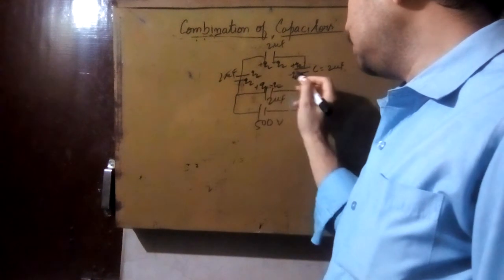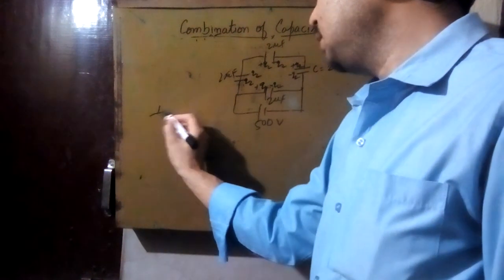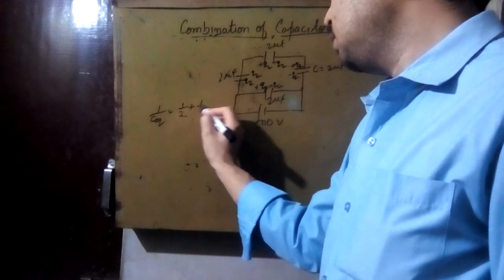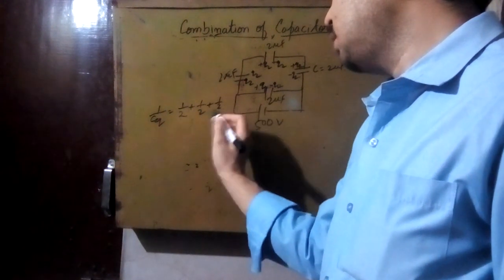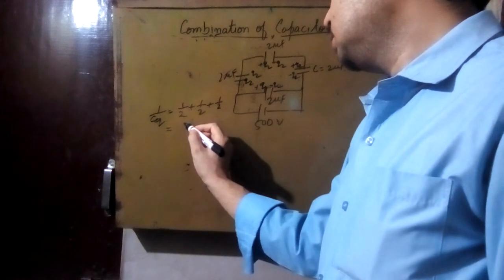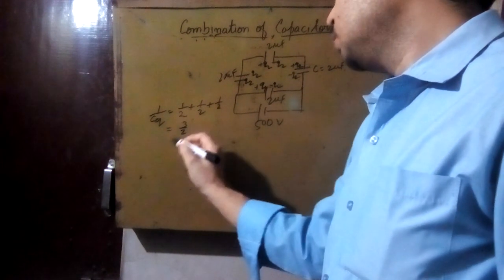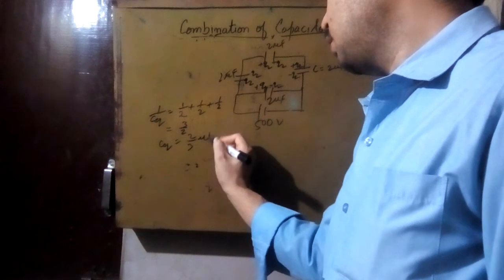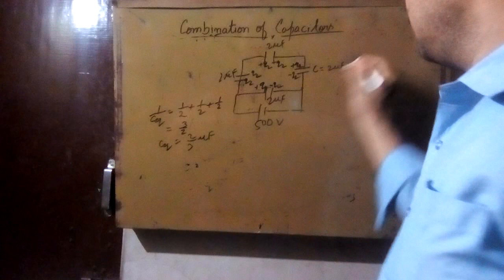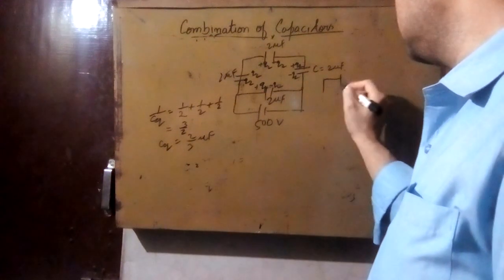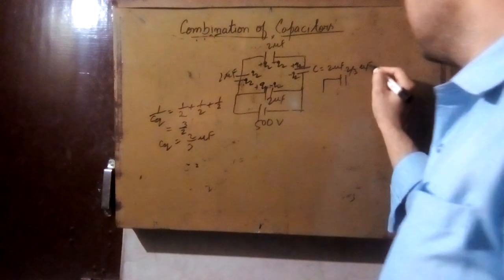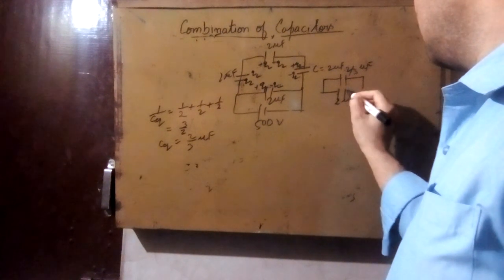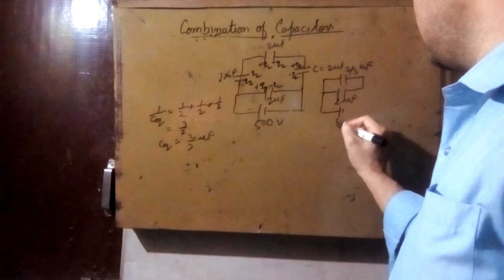First you see, the combination of these 3 are in parallel. So what is the equivalent capacitance? 1 by C equals 1 by C1 plus 1 by C2 plus 1 by C3 microfarad. So this is 3 by 2. So C equivalent is equal to 2 by 3 microfarad. So if I am redrawing, this is 2 by 3 microfarad and this is connected in parallel with a 2 microfarad, and that is connected to 500 volt.